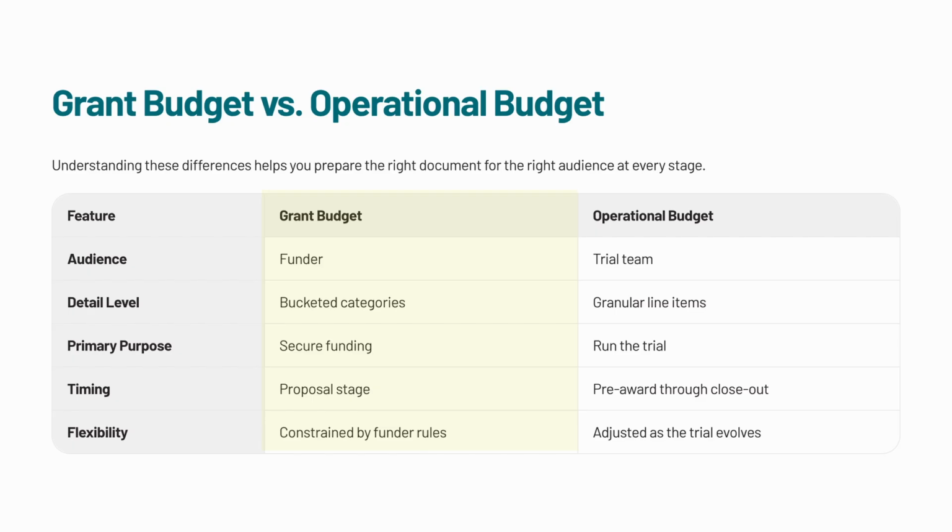This table shows the practical differences. The grant budget is for the funder, so it is usually higher level, more structured, and shaped by what the funding opportunity allows. Its main purpose is to secure funding. The operational budget is for the team running the trial. It is more detailed, more flexible, and should be updated as the trial evolves. It includes the line items that help you answer questions like, are site payments on track? Do we have enough staff time? Are vendor costs higher than expected? Understanding the difference helps avoid a common mistake, trying to run a complex trial using only the high-level grant budget.